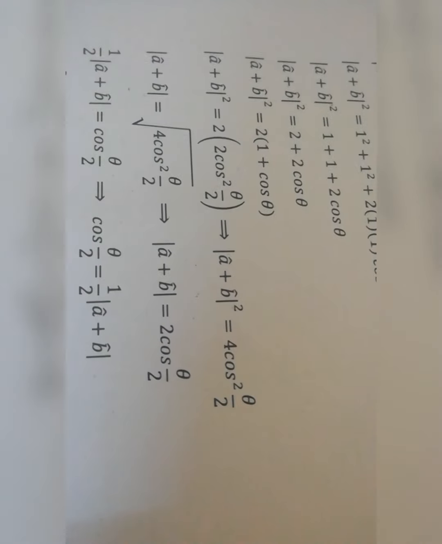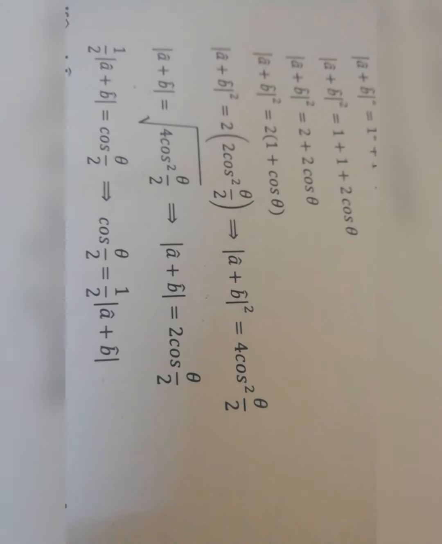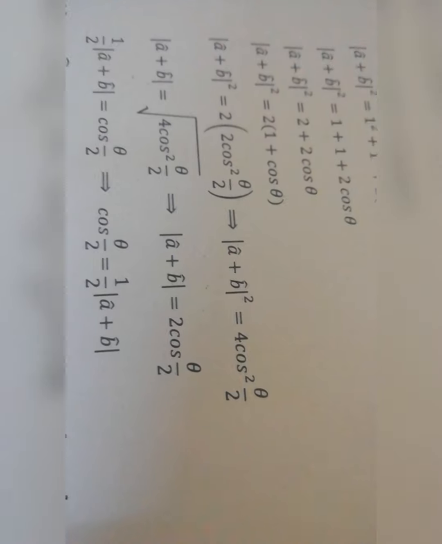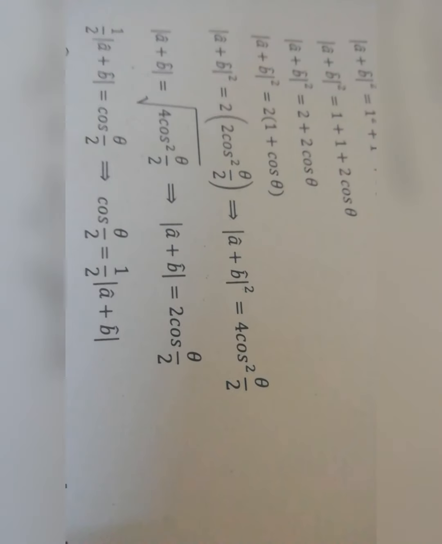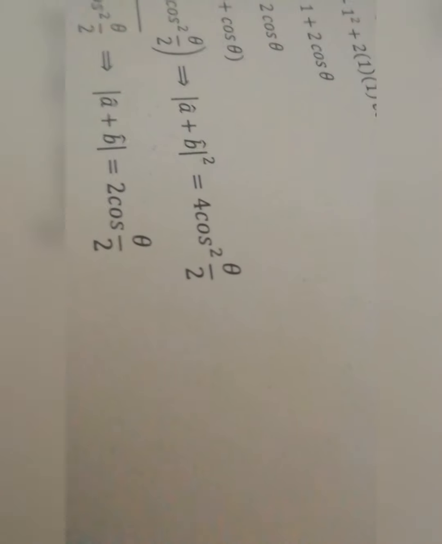The 2 comes to this side, so we can get 1 by 2 modulus of A vector plus B vector equal to cos theta by 2.